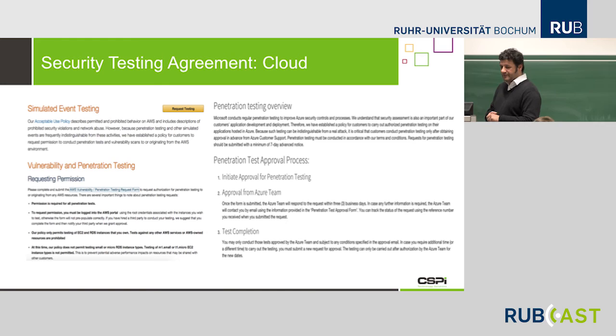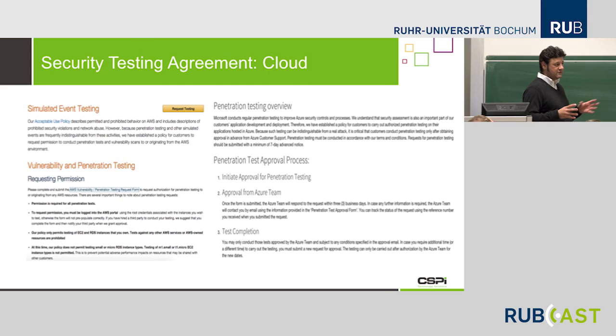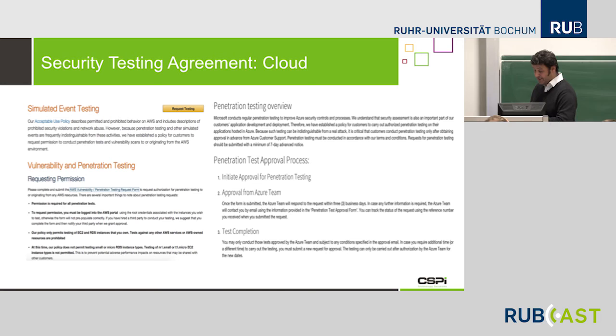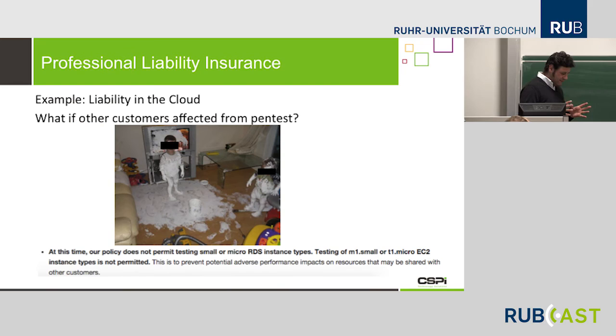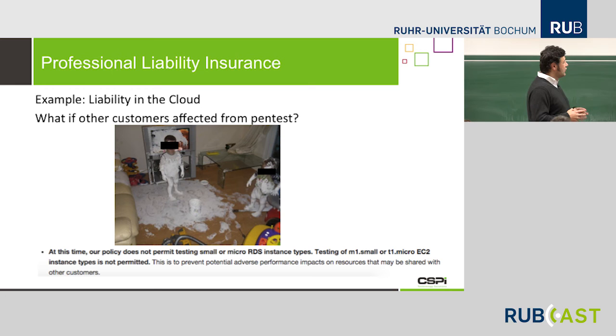So I have two examples here. One on the left side is from Amazon. Whenever you do some testing on Amazon, you have to go there and ask for permission. On the left side, it's a simulated event testing, and you have to request this testing. On the right side, this is from Microsoft Azure, the Microsoft Cloud. In both cases, you definitely need to have this authorization in place. Because what could go wrong if you do some testing in the cloud? You can bring down some of their customers, which were completely out of scope.